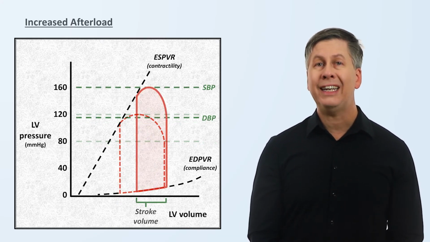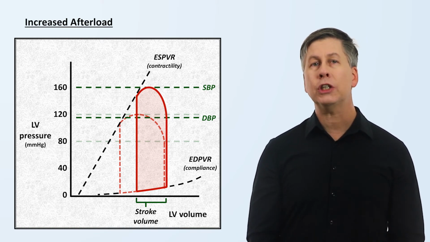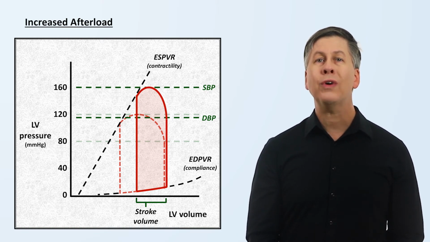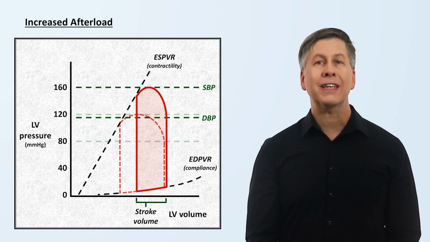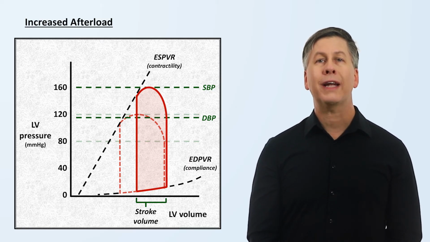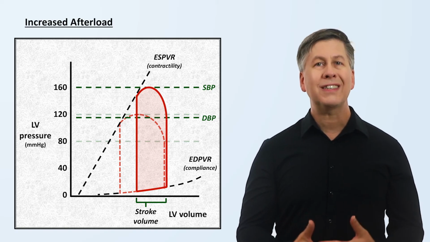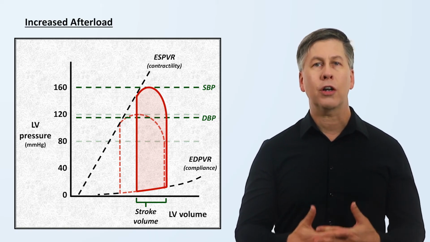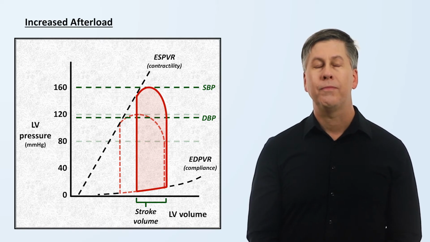If afterload is increased, for example by administering a vasoconstricting medication like phenylephrine, or an illicit substance like amphetamines or cocaine, the systolic and diastolic blood pressures will be increased, which raises the locations of point 2 and 3, the latter of which still needs to stay on the ES-PVR line. This results in a decreased stroke volume.